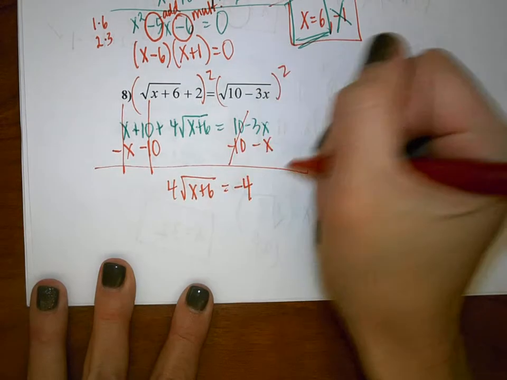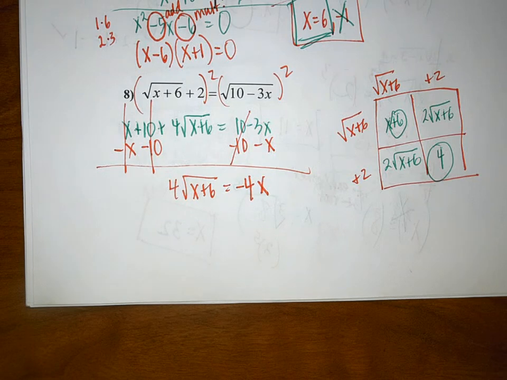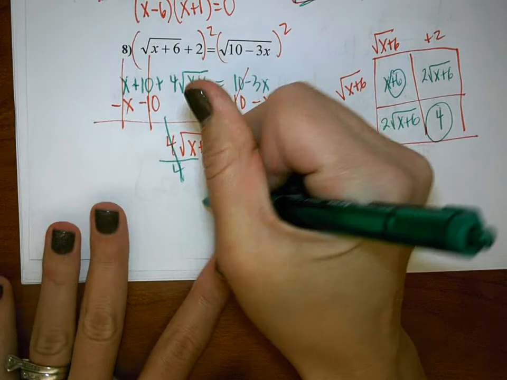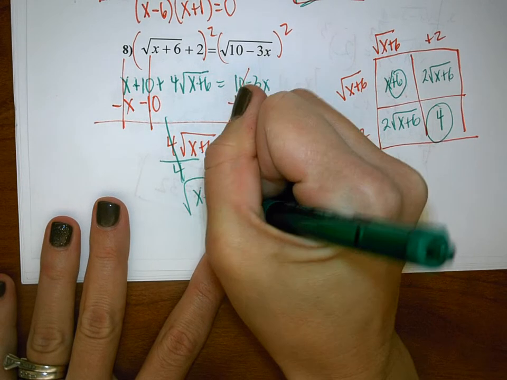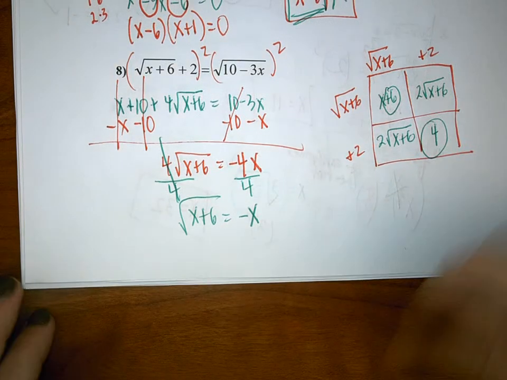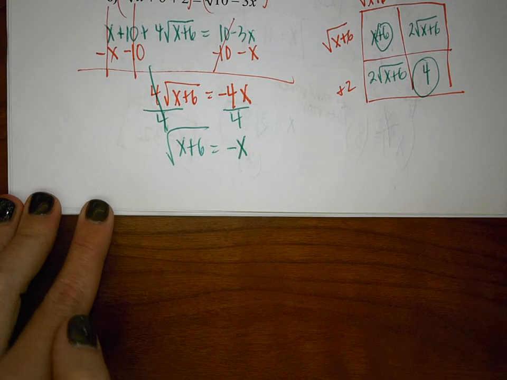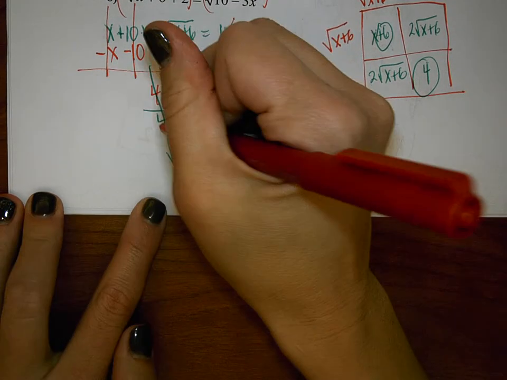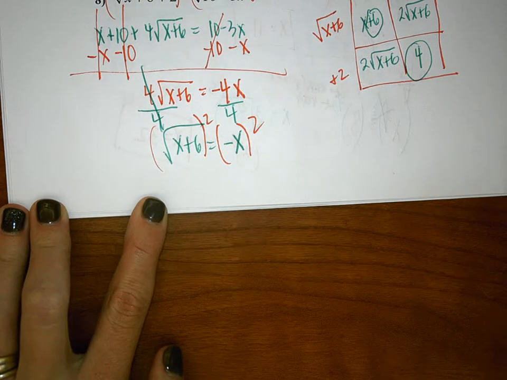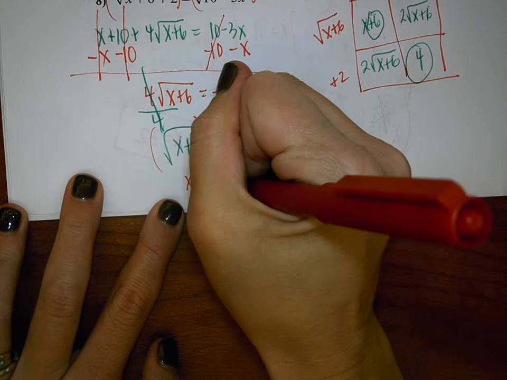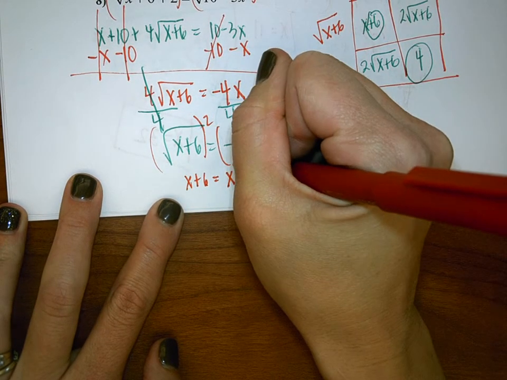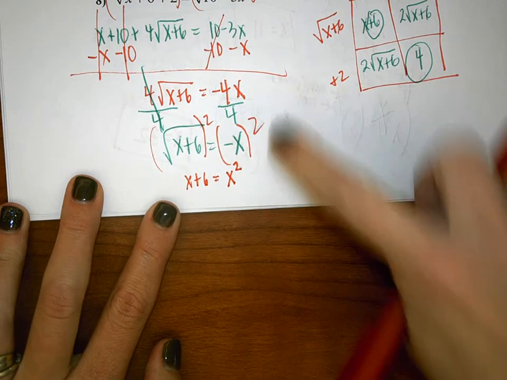Okay, what would you do now? Good, divide by 4 to both sides. Those cancel. We get root x plus 6 equals what? Negative x. Now what? Not square root, but square both sides. So when I square both sides there, what do I get? X squared, right? Because you square negative, it becomes positive, and then you have x squared.